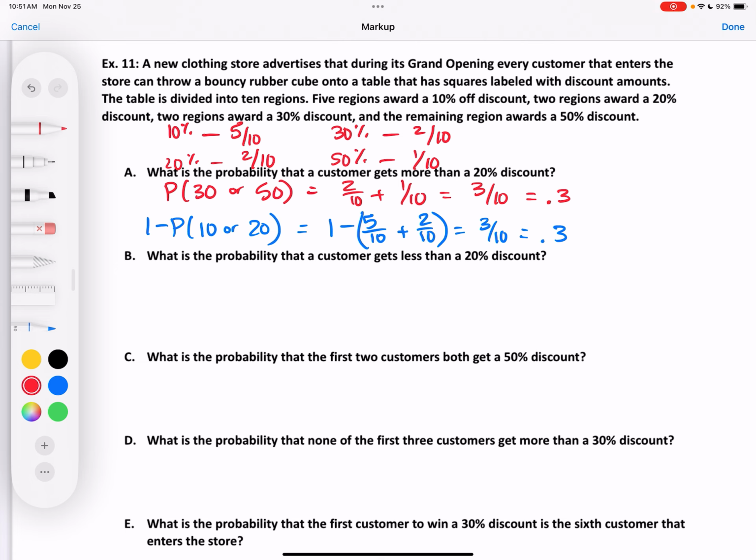Thank you. So, what discount can they get if they get less than 20%? The 10. They only get 10, which is 5 out of 10. So this is the probability of 10% basically, which is 5 out of 10 or 0.5.